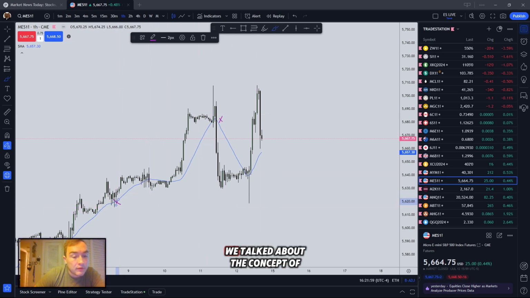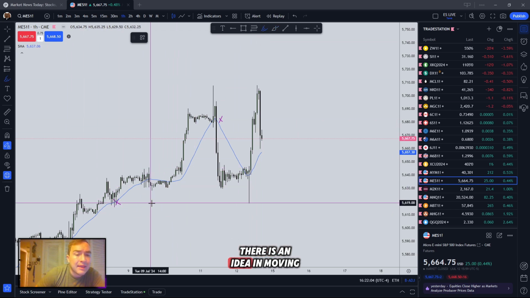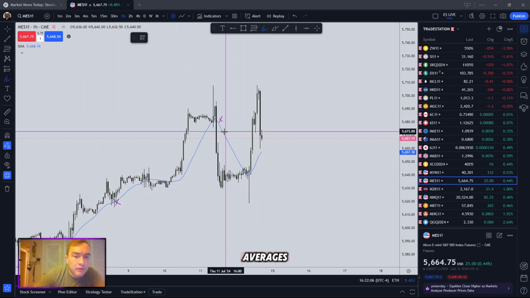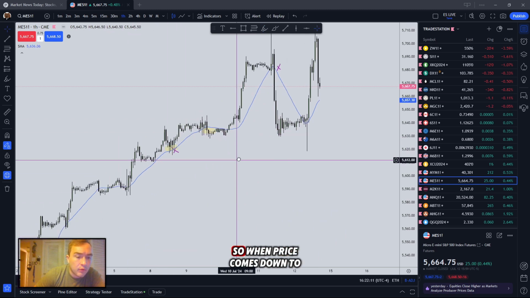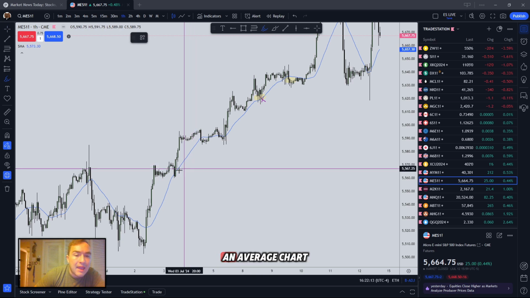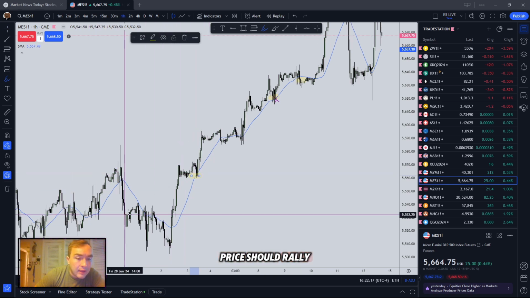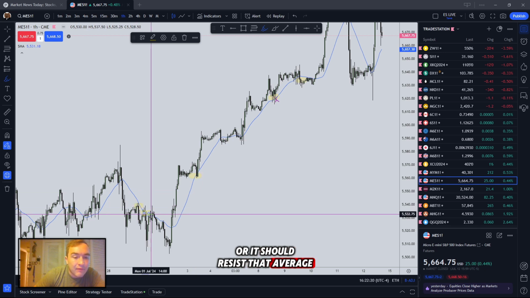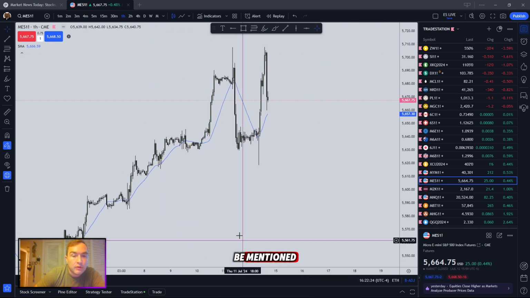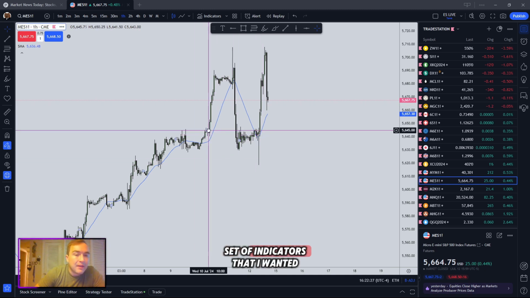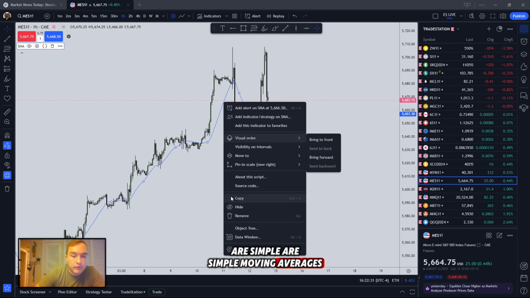Additionally, guys, remember we talked about the concept of support and resistance. There is an idea in moving averages that when price touches the moving average, it should support price. So when price comes down to an average price, price should rally or it should resist that average price. Again, not something that's perfect, but something that I think needs to be mentioned. So the first set of indicators that I wanted to talk about are simple moving averages.